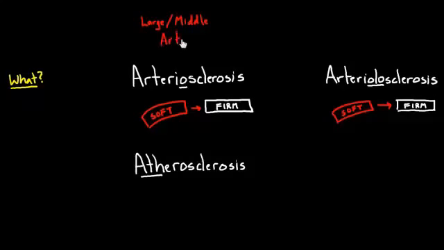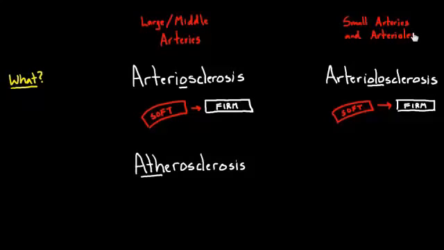And you remember we divided up the arteries into large and middle, and on the other side we said, what about the small arteries and arterioles? And that's over here. And arterioles. So basically, if this process is happening in the large or middle arteries, we would call it arteriosclerosis with a single O. But if it's happening in the small arteries and arterioles, we would call the same process arteriolosclerosis. So that's the key difference, right?